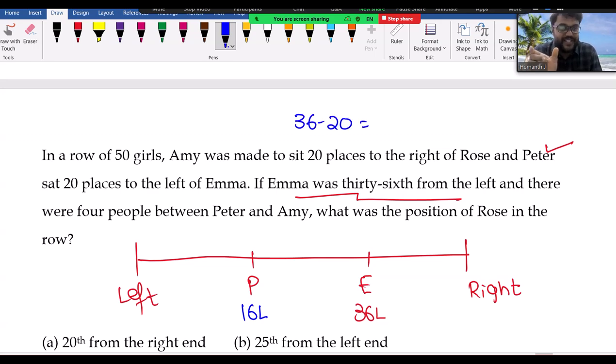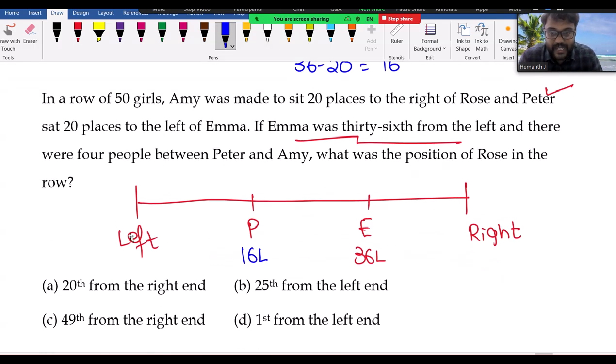Why can't it be plus 20, sir? One thing, if you do plus 20, you get 56. Total is 50 people only, so 56 is not possible. That's common sense. The other reason why it is minus is that I'm going close to the left side, my distance is less, so we have to subtract. Okay. Now, Amy and Rose, we need to give the connection. They said 4 people between Peter and Amy. But fine, is it left of that or right of that? That's the problem. There are two chances we can go.